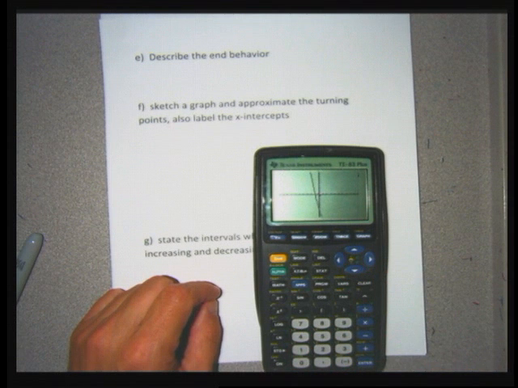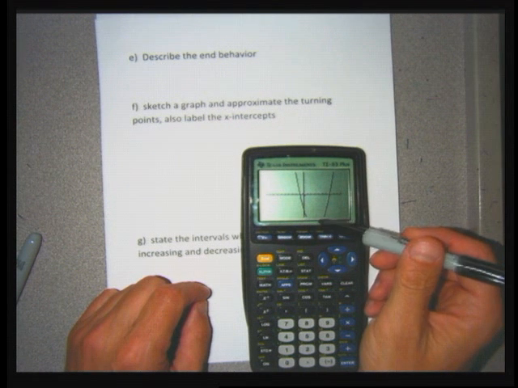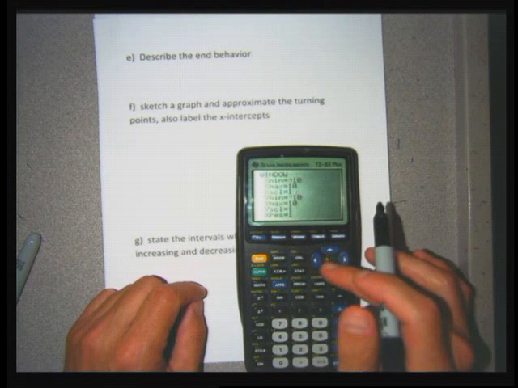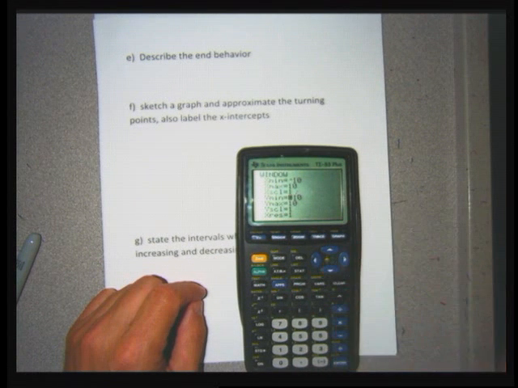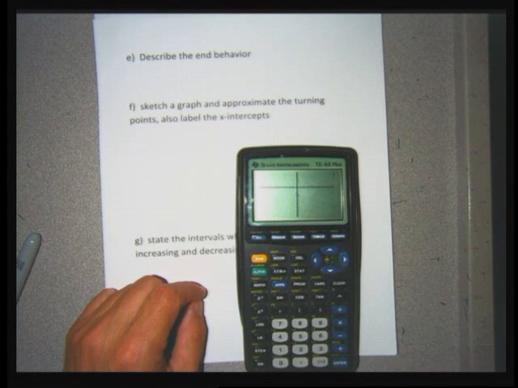So it's just a parabola that opens up. I don't see the whole vertex, so I'm going to expand my window by making the y's go lower. I'm going to change my y min to a lower number. My y min was at negative 10. I think if I make it negative 20, I'll probably see the whole vertex of the parabola. Everything else I'm leaving intact, so I can make a reasonable graph.